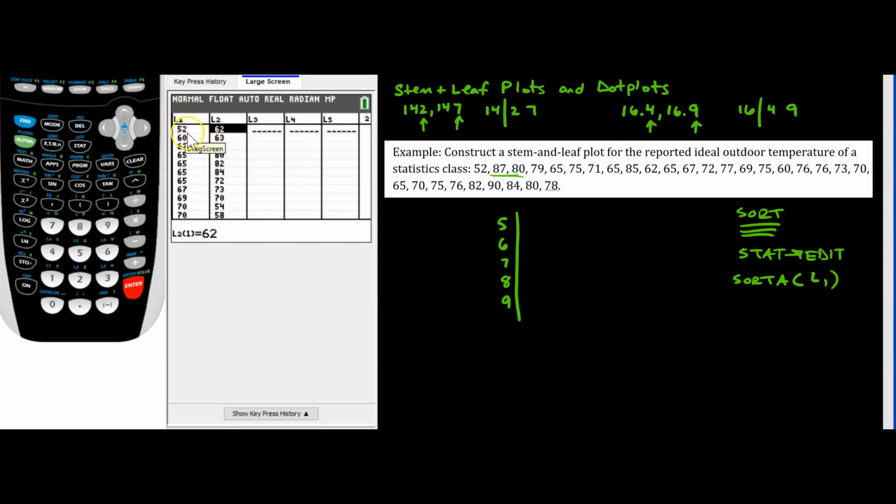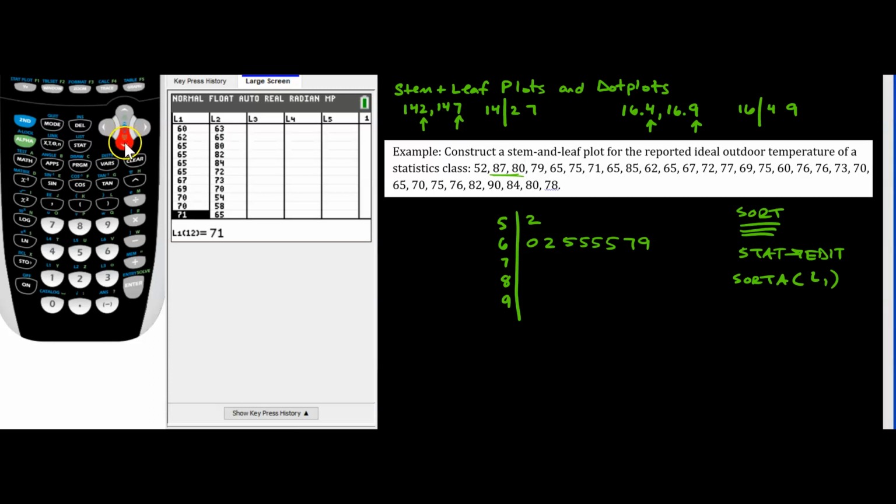Watch how much easier this makes filling in the stem and leaf plot now. In the 50s, I've got 52. In the 60s, I've got a 0, a 2, I said 4 5s. And then we have a 7 and a 9. Okay, now let's scroll down to see our 70s. In the 70s, you can see that we have 2 zeros.